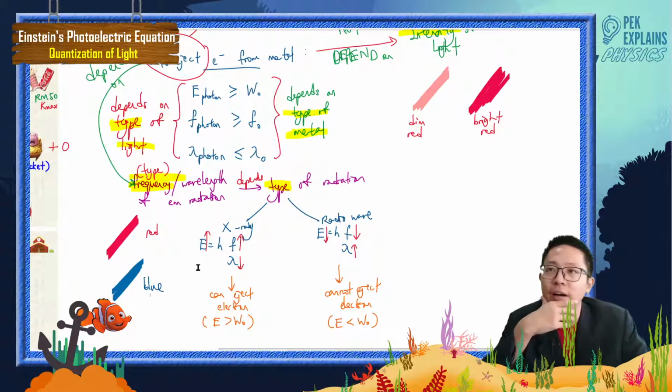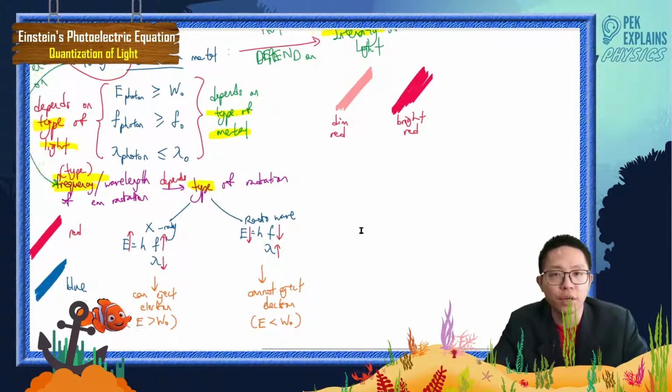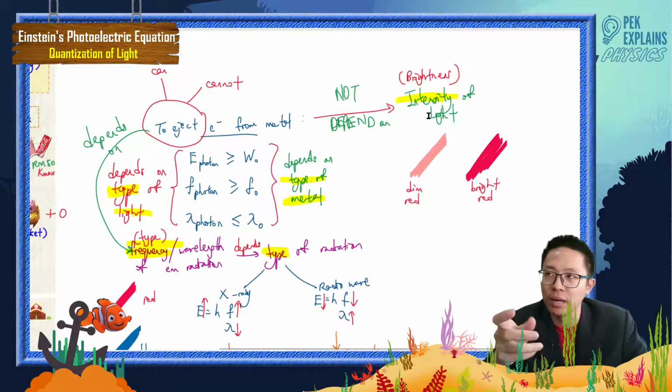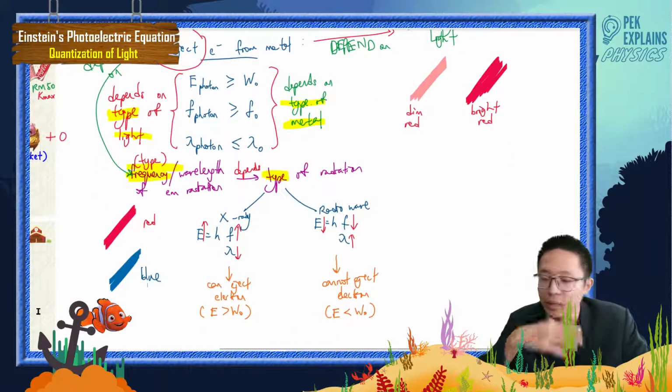When we talk about radio, we use different frequency for different channel, isn't it? But when we talk about intensity, it's like you turn up the volume or turn down the volume. It's about the loudness of the sound. So, like that.